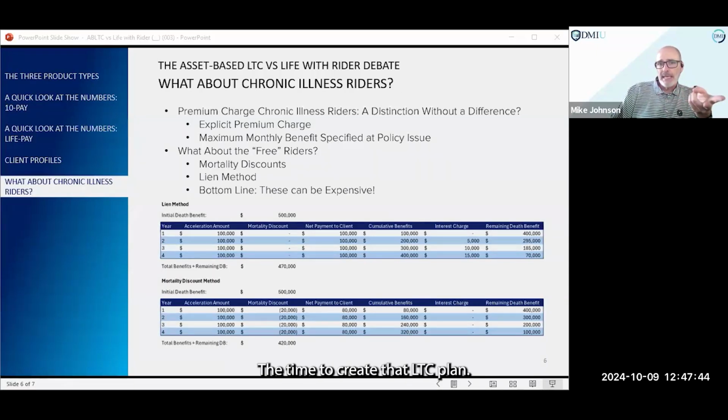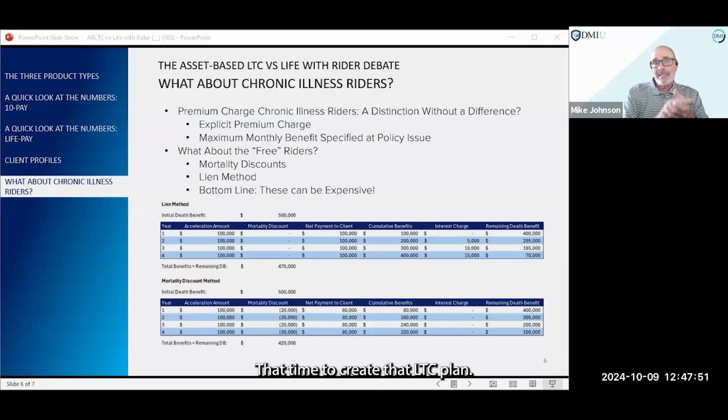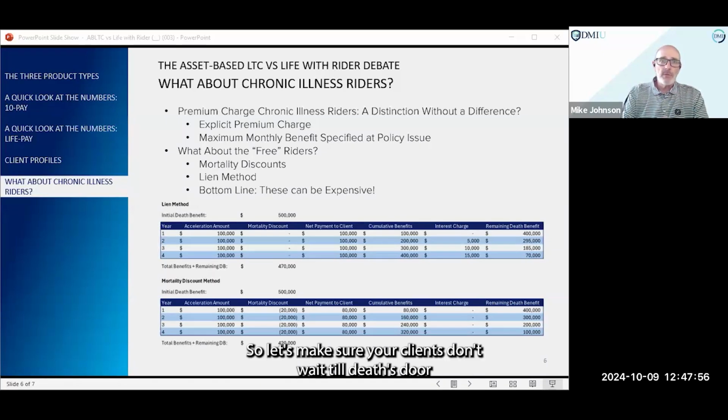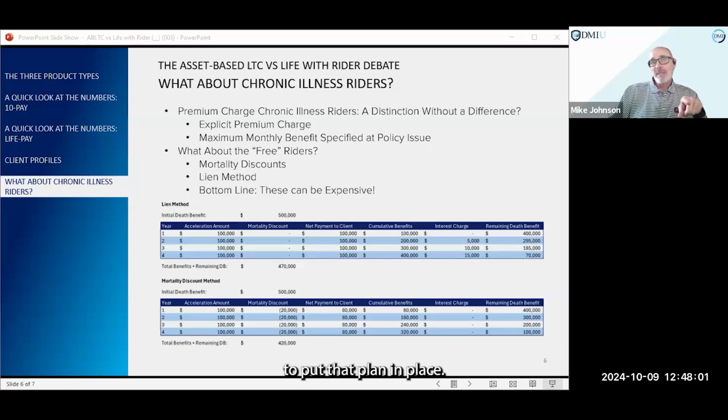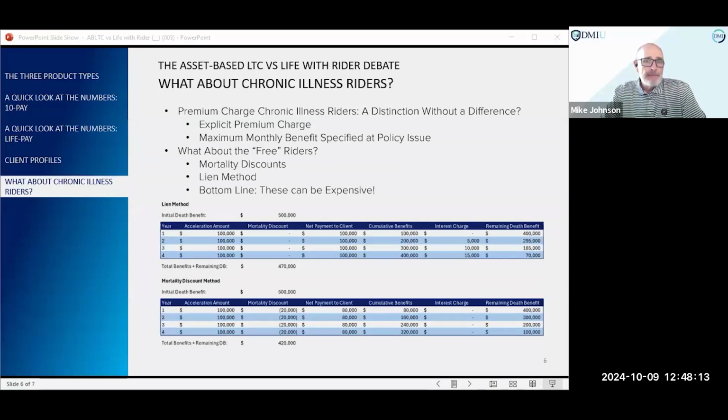Here's the thing, the time to create that LTC plan is just absolutely critical, right? That time to create that LTC plan, it's so absolutely vital. So let's make sure your clients don't wait till death's door to put that plan in place. The time for planning is now. So really, in conclusion, your clients are open to these ABLTC options and more importantly, your professional guidance. So this highlights the importance of you as their trusted partner to give them the guidance they need.